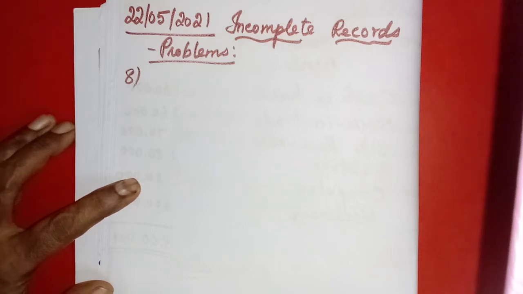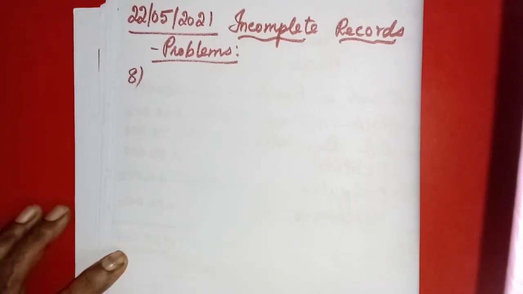I hope you all are learning your daily lessons, especially in accountancy, in the incomplete records. We have completed around 7 problems. I have explained the illustration and done the exercise. So maintain an accountancy notebook and write down all the problems.